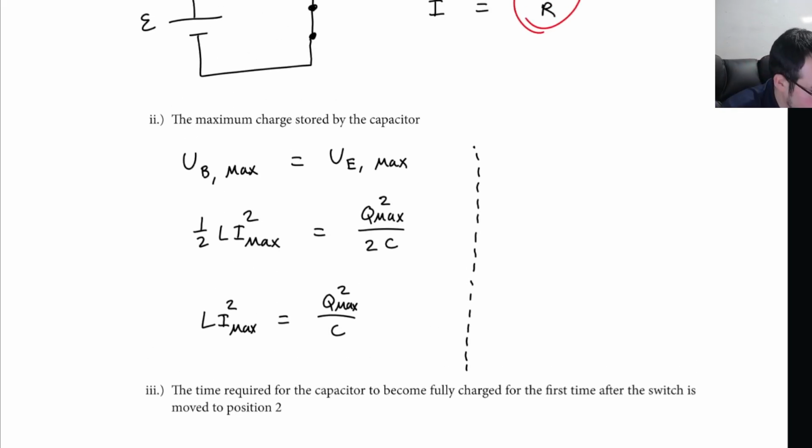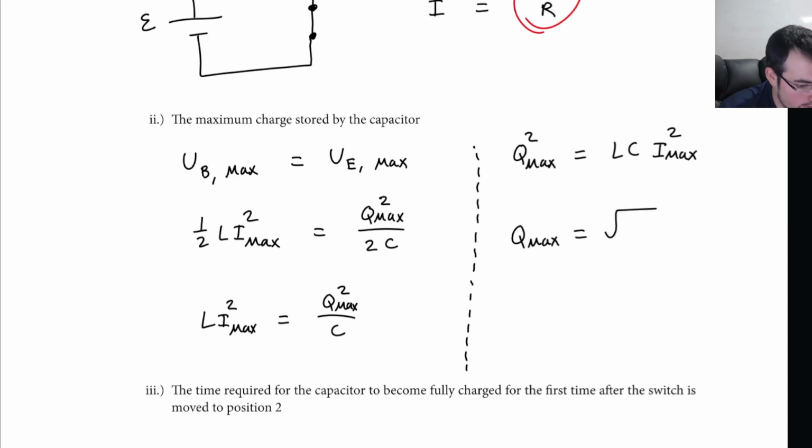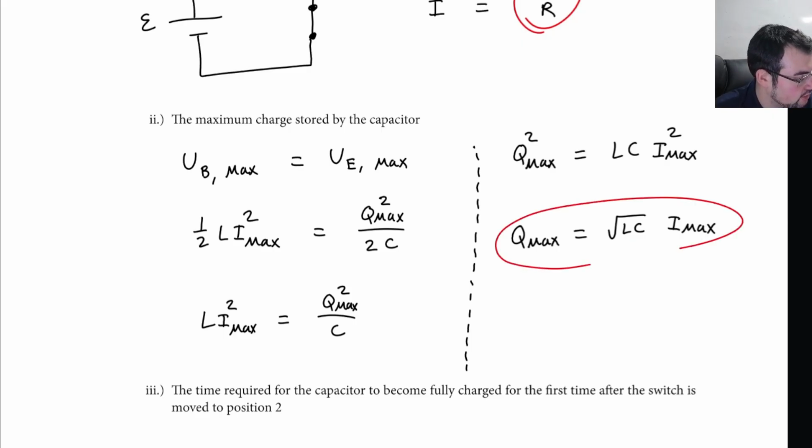Then do some rearranging, and we get Q squared is equal to LC times I max. Oh, that's interesting. And then we take a square root, and we get Q max is equal to the square root of LC times I max. Absolutely not a coincidence that this is omega, because you can actually use calculus to get this. Because if you did some trigonometry, you could relate the amplitudes like this.